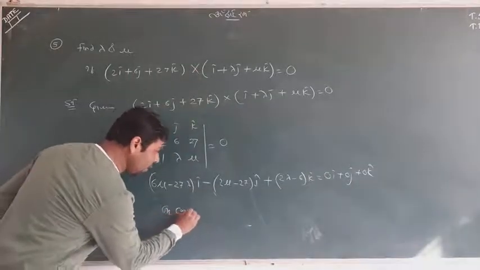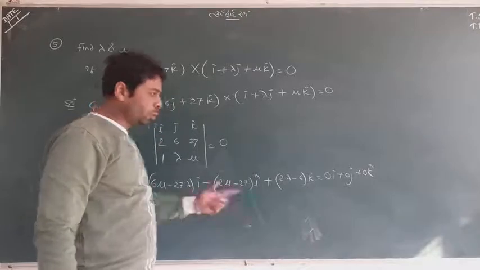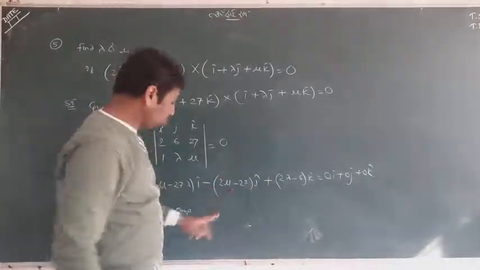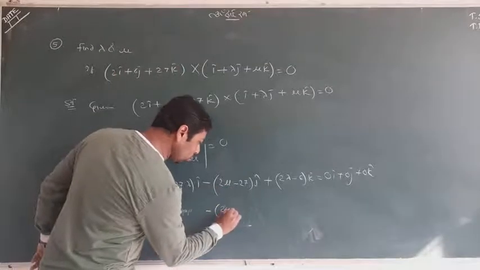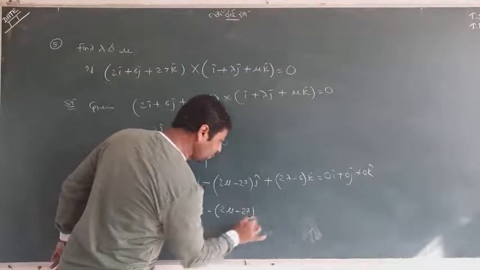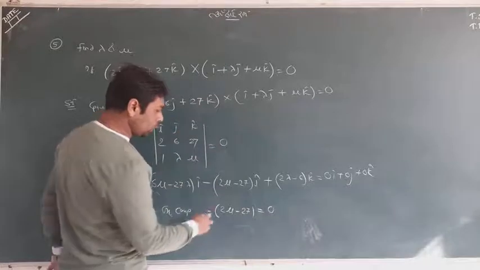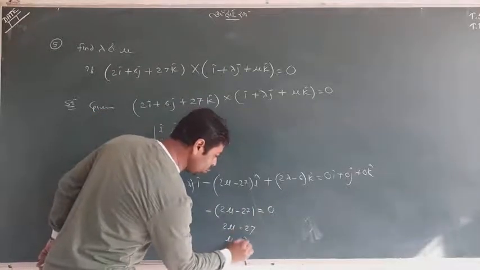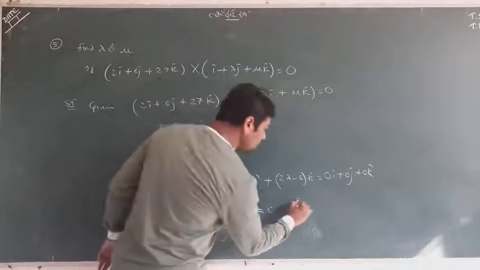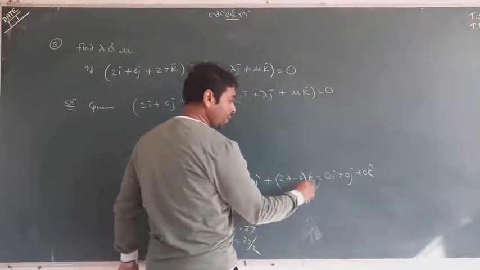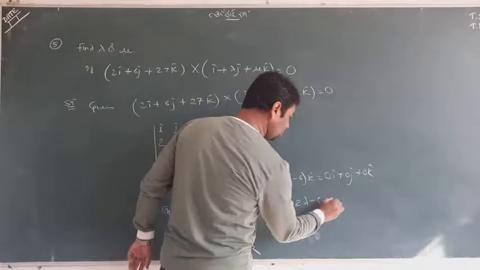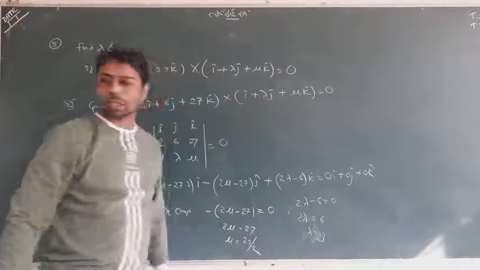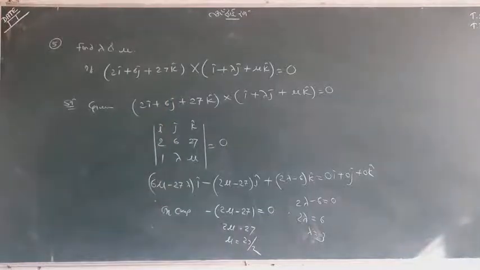On comparing, the easiest concept. No, don't take this equal to 0 because it has mu and lambda both. Leave it. Second, choose minus of 2 mu minus 27 is equal to 0. So do the transfer of the minus sign. 2 mu is equal to 27. So mu is equal to 27 upon 2. You got the answer. Second, comparing k: 2 lambda minus 6 is equal to 0. So 2 lambda equals 6, lambda equals 3. This is the answer. So this was a very easy question, moving on.